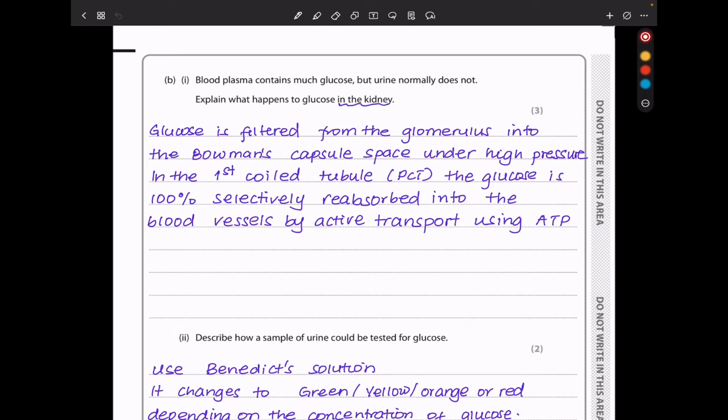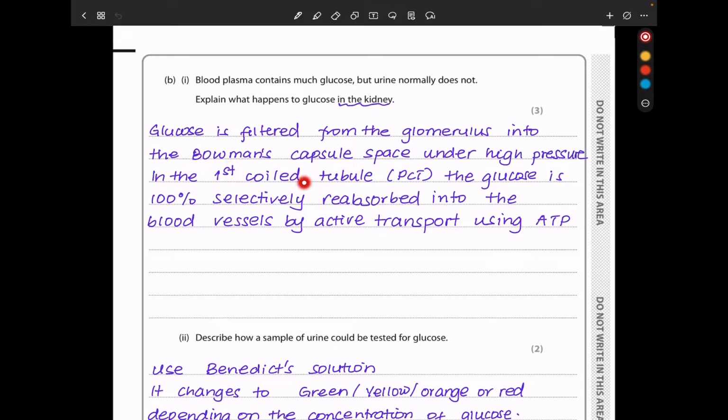In part B, blood plasma contains much glucose, but urine normally does not. Explain what happens to glucose in the kidneys. In the kidneys, glucose is going to go through the glomerulus and then it's going to be filtered through to the Bowman's capsule space. So I said glucose is filtered from the glomerulus into the Bowman's capsule space under high pressure. This is through the process of ultrafiltration, and 100% of the glucose from the glomerulus is going to go through to the Bowman's capsule space.